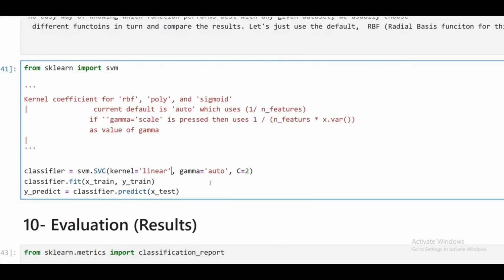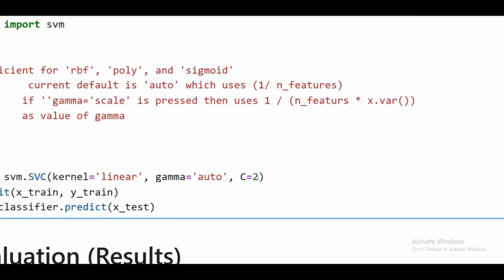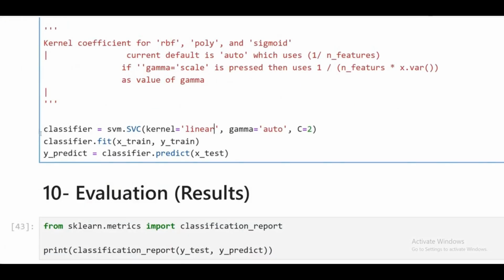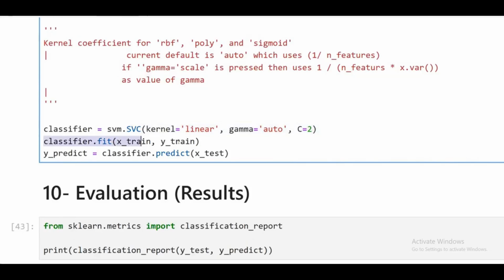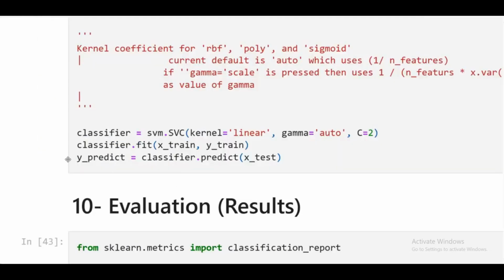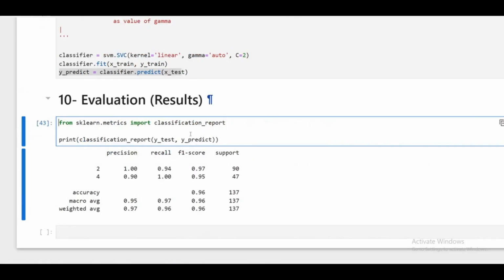The next parameter is gamma. Gamma equals 1 over the number of features. This is the default value. And the third parameter is C. This is the regularization. What is the benefit of regularization? We use it to avoid overfitting. And here we are creating an SVM classifier with a linear kernel. And here we are training the SVM classifier using the training data x_train and y_train. And here we are using the trained classifier to predict the labels for x_test. And finally we will get our result.